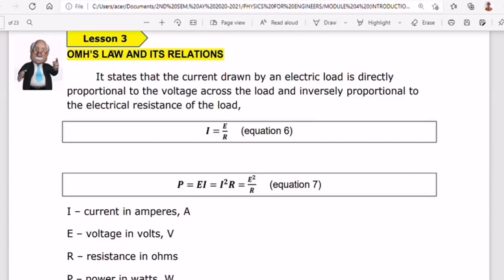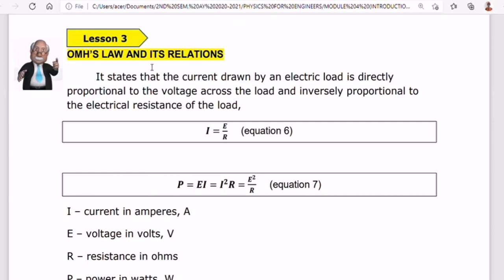So for our lesson 3, now we are going to discuss Ohm's law and its relations. Its statement says that the current drawn by an electrical load is directly proportional to the voltage across the load and inversely proportional to the electrical resistance of the load. Therefore, current is equal to voltage, or the electromotive force, divided by the resistance.